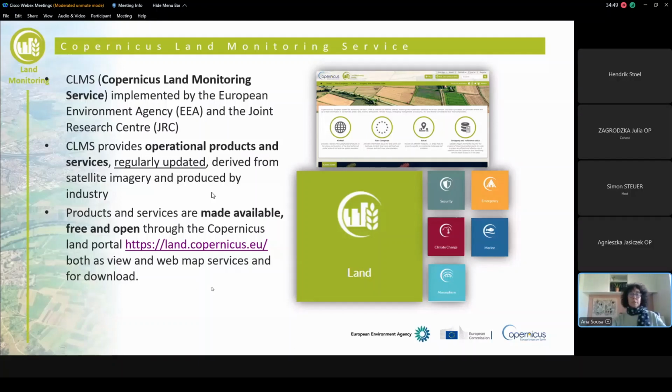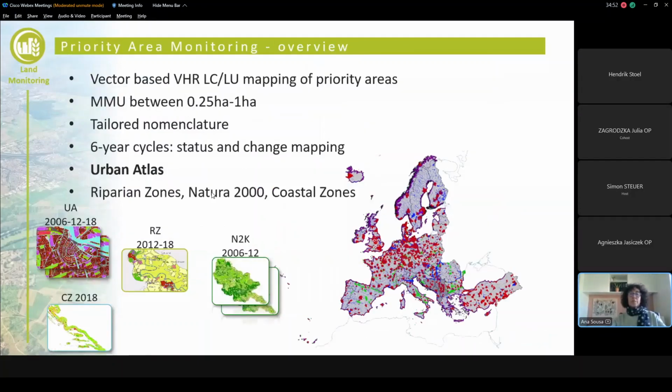Now, within the full portfolio of CLMS, there is a group of products that we refer to as priority area monitoring. And in that particular group of products, we have Urban Atlas, riparian zones, Natura 2000 sites, and coastal zones. These are vector-based, very high-resolution land cover and use mapping products in priority areas. And those priority areas are those that I just referred: urban areas, riparian zones, Natura 2000 sites, and coastal zones. They don't cover the full territory, but they cover these priority areas.